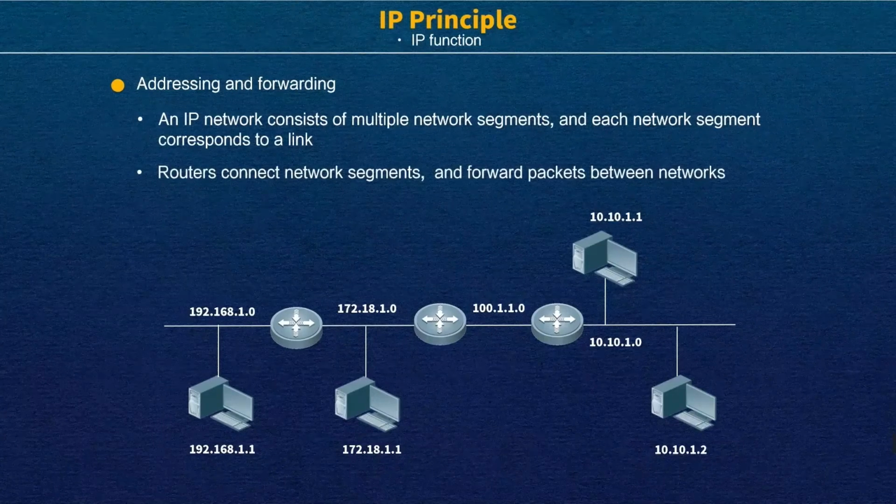And the second one, the router will connect to the network segment, and then forward the packets between different networks. Of course, besides the router, we also use a layer 3 switch. And the layer 3 switch can also do the function like the router. This is the second one.